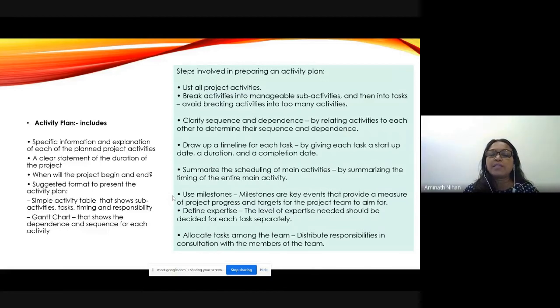Okay. Summarize the scheduling of main activities, right? Use milestones. Milestones means key events that provide a measure of project progress and targets for the project team to aim for. So provide milestones, define expertise, right? For each task, what is the level of needed expertise? Allocate tasks for the team, distribute responsibilities.